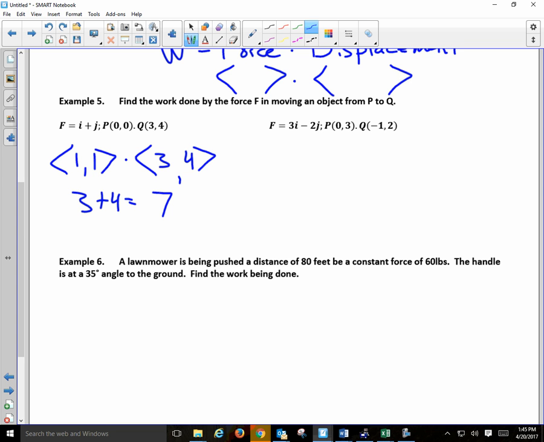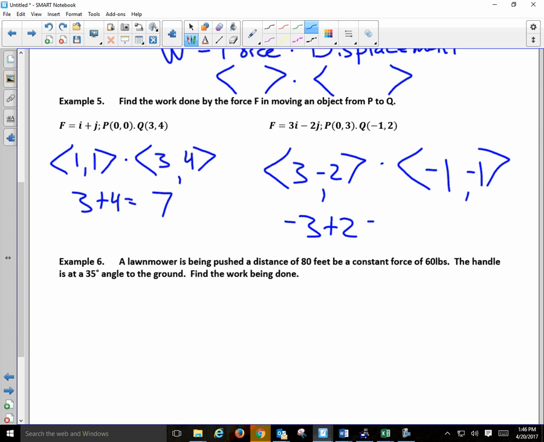We try the next one. What is the force vector? 3, negative 2. Displacement vector. It's moved from 0 to negative 1, so negative 1 is the horizontal component, and it's moved from 3 to 2. Again, negative 1. I multiply, I get negative 3 plus 2.